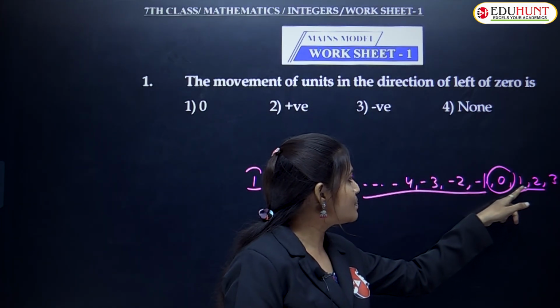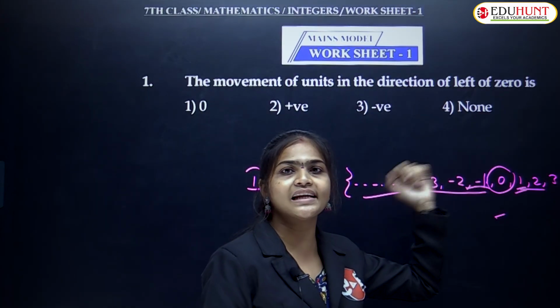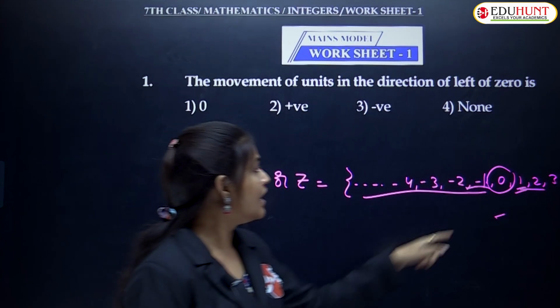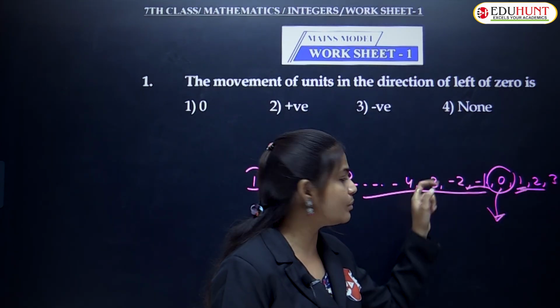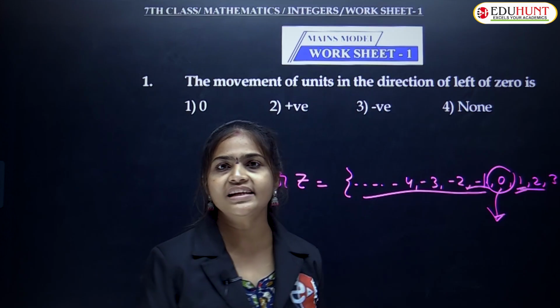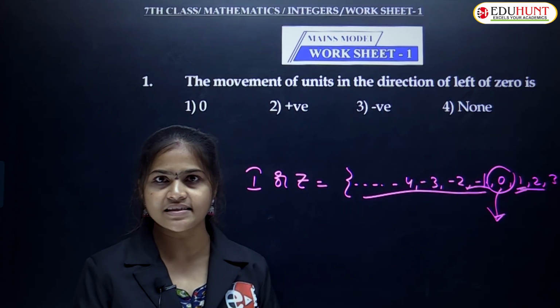Here 1 is the smallest natural number and -1 is the greatest negative integer. Now come to 0. 0 is neither positive nor negative. There is no sign for that 0. Understand? These are all the basic points of integers, right?